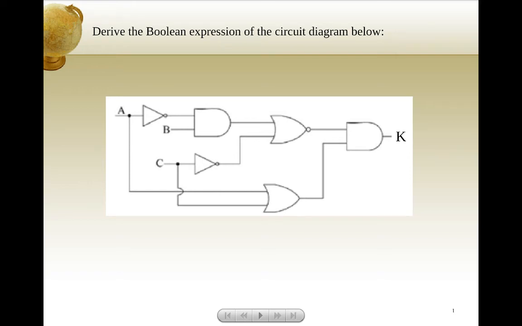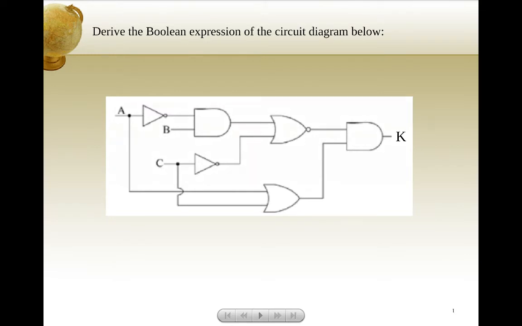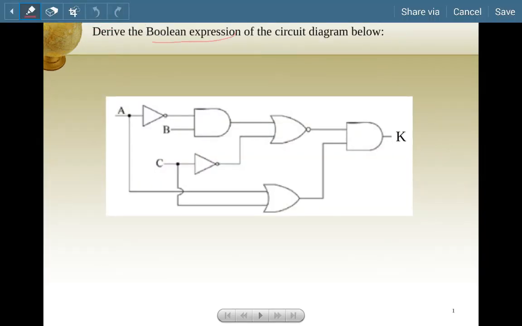Okay, so let's use this short video to explain how you would solve a question like this on LogicGate. But let's read through the question first. In this question you're asked to derive the Boolean expression of the circuit diagram shown below. So you are given a circuit diagram, and you are asked to derive the Boolean expression.